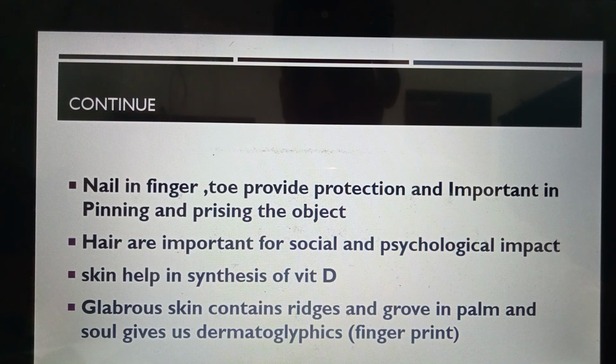Skin also contains nails in fingers and toes, which provide protection and are important for picking and precisely holding objects. Hairs are important for social and psychological impact. Skin helps in the synthesis of vitamin D. Skin, especially the glabrous skin, contains ridges and grooves in the palm and sole, which give us dermatoglyphics. Another name for dermatoglyphics is fingerprint. These are used for the purpose of identification.